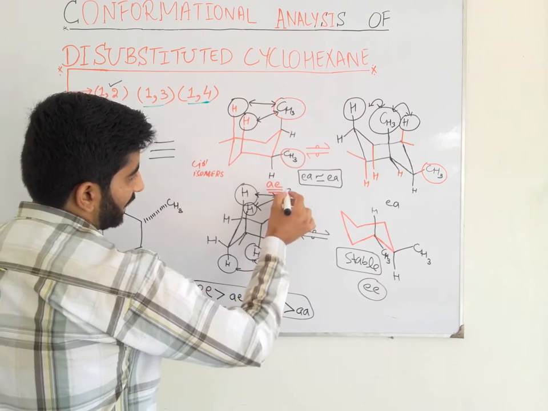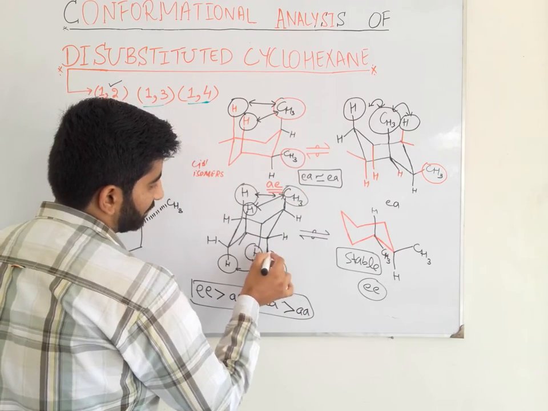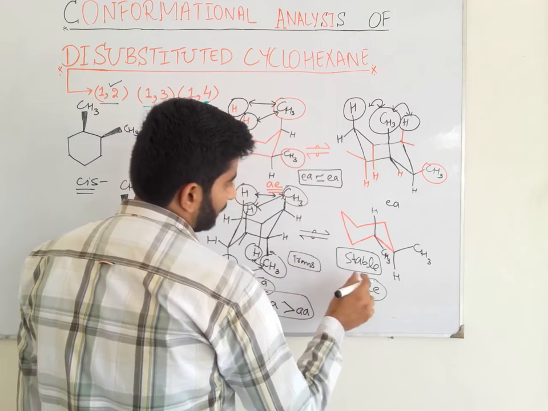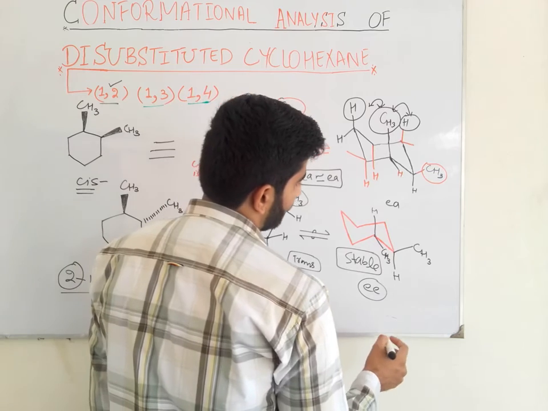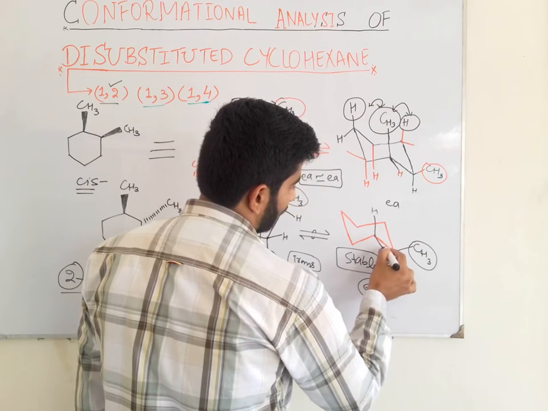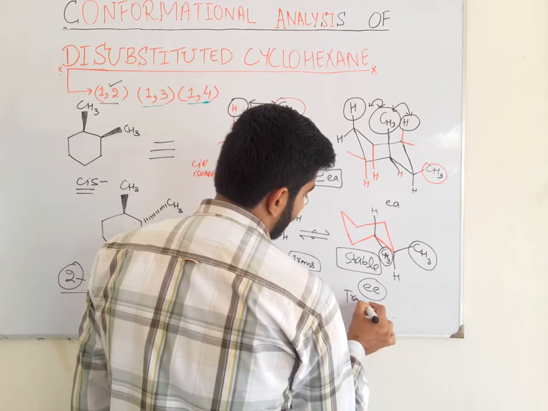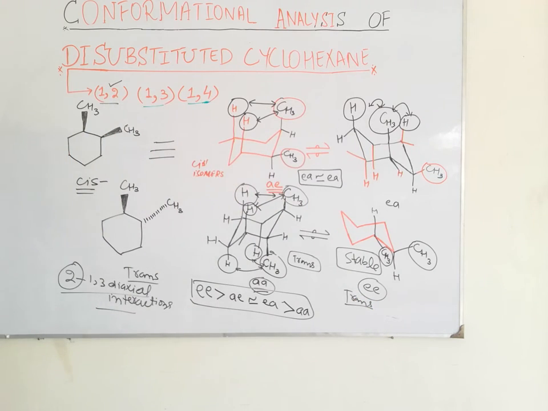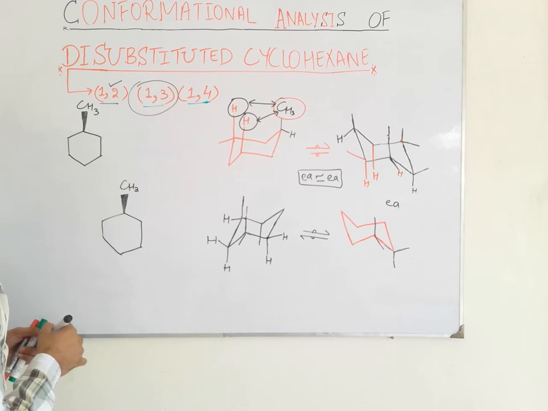And we will observe that this methyl group is axial up and this methyl group is axial down, so it is our trans isomer. Similarly, in this conformation, we will observe that this methyl group is equatorial up and this is equatorial down, so it is our trans 1,2-dimethyl cyclohexane. So this is the conformational analysis of 1,2-disubstituted cyclohexane.